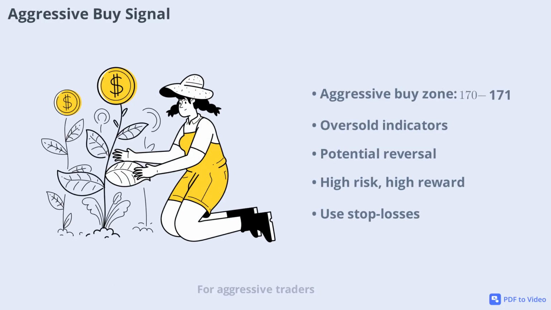For aggressive traders, the current setup near $170 to $171 could be attractive. The combination of an oversold stochastic oscillator and the test of the lower Bollinger Band suggests a possible reversal bounce. However, this is a higher-risk strategy as it relies on a quick rebound from support. It's important to use tight stop losses and be prepared for volatility if the support fails to hold.